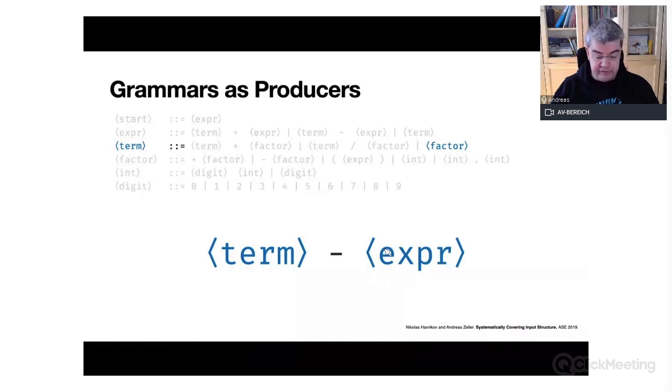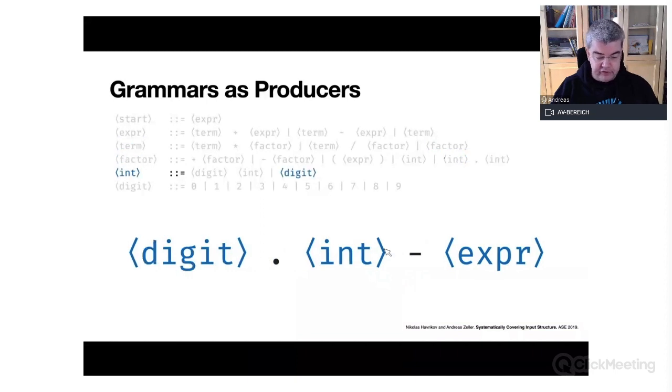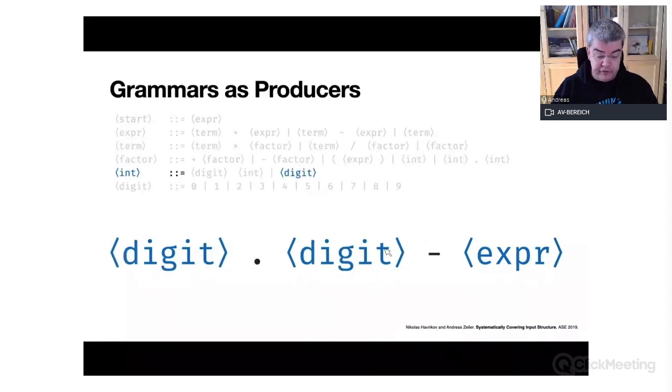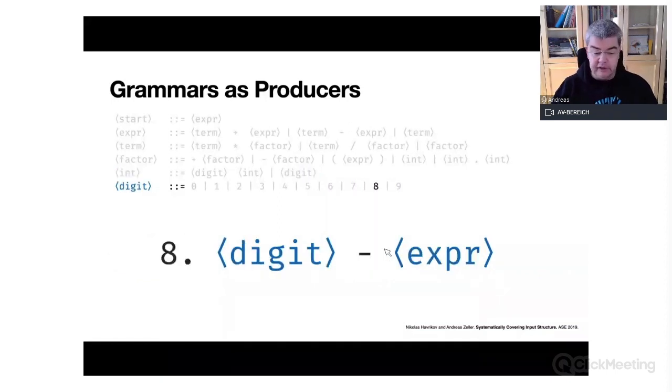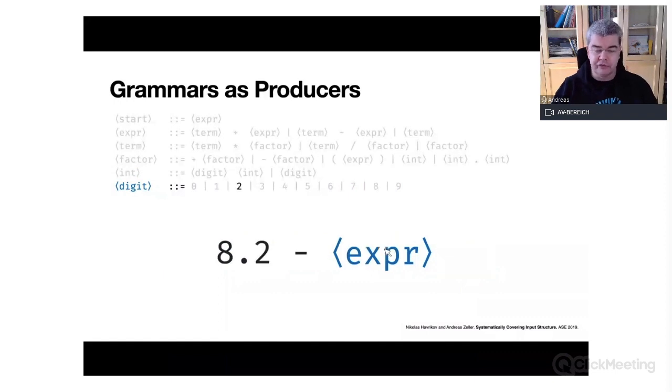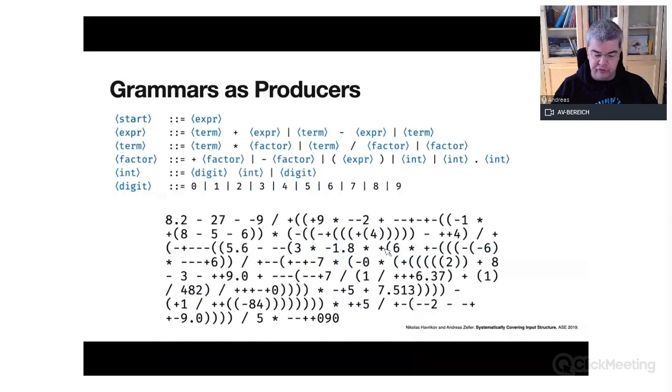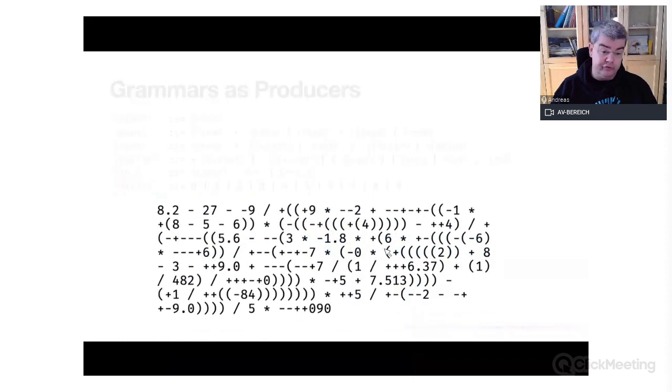And we have integer that expands into digit. We have integer that expands into another digit. And we have a digit that expands into 8. And we have a digit that expands into 2. And by repeating this game again and again, you will eventually get an arbitrarily complex arithmetic expression, which you then can happily feed into the program of your choice.